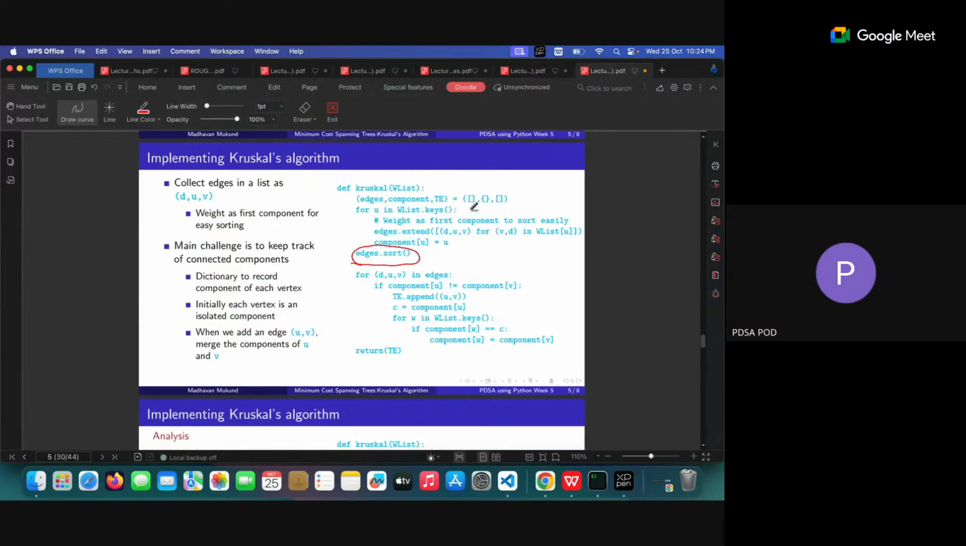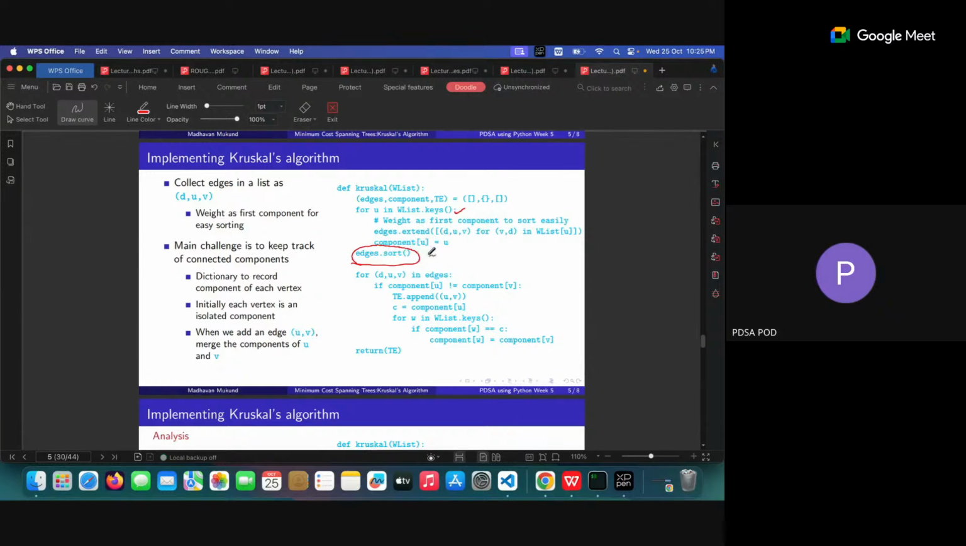For the sorting, we already have the WList keys. We try to create the edges as components. Each of them is one component. One component contains all of the edges with their respective weights. Each component contains the edges with weights as well as source and destination, and all of them are sorted.